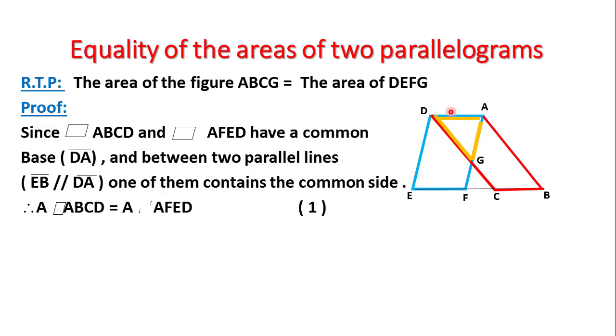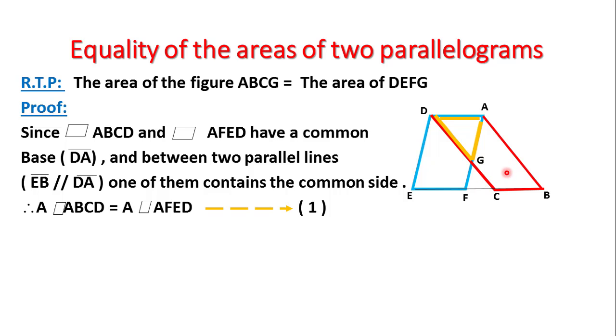Then the area of the two parallelograms are equal. So the two parallelograms are equal in area. But I don't want the area of the two parallelograms. I want the area of this part. Can you see this part? ABCG, and the other part DGFE. I want to prove that the two areas are equal.